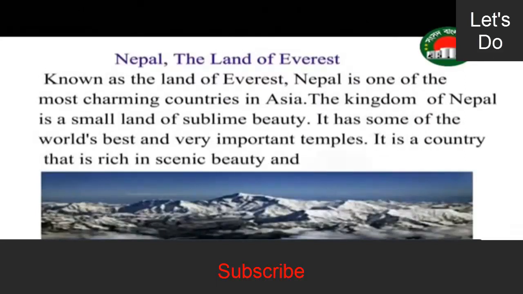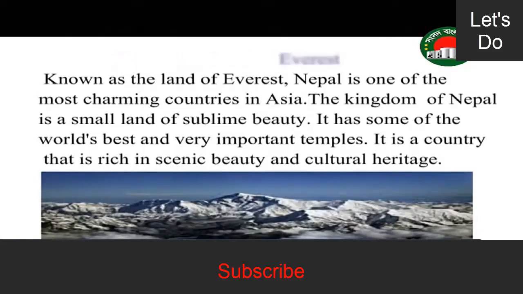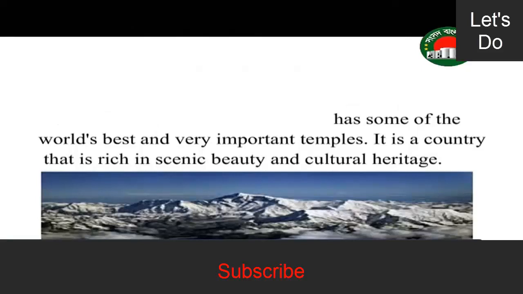First one is known as the land of Everest. Nepal is one of the most charming countries in Asia. The Kingdom of Nepal is a small land of sublime beauty. It has some of the world's best and very important temples. Temples, of course, temple is a place related to religion, right? Okay. It has some of the world's best and very important temples. And it is a country that is rich in scenic beauty and cultural heritage.